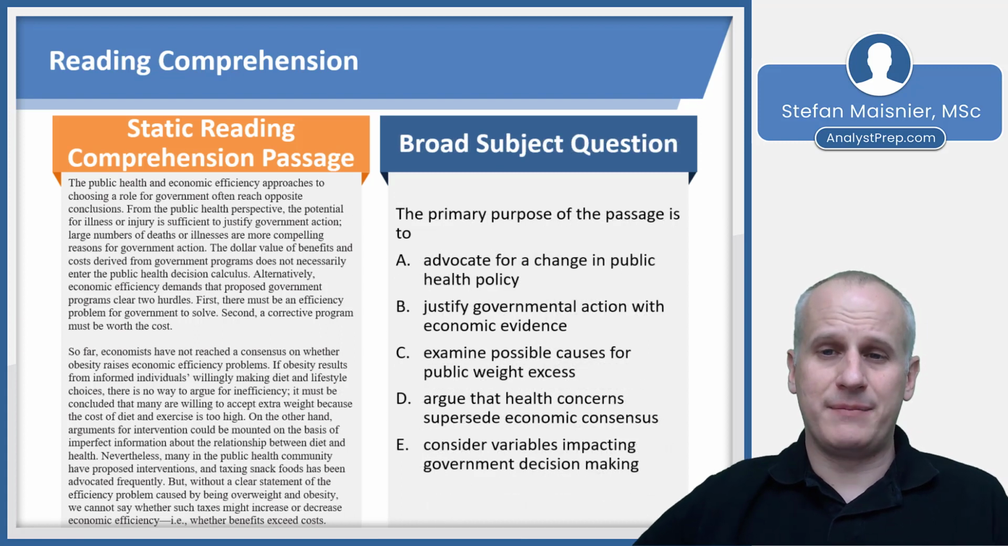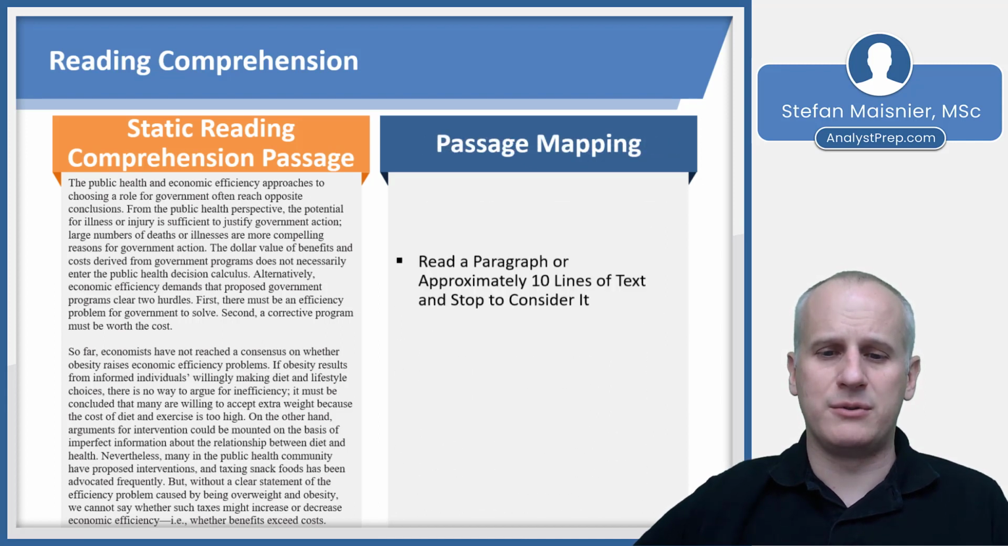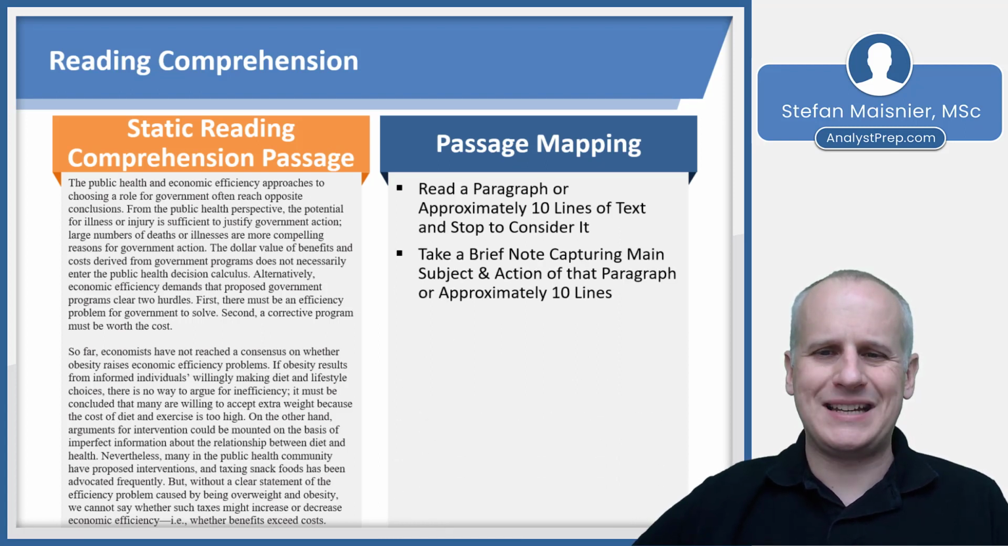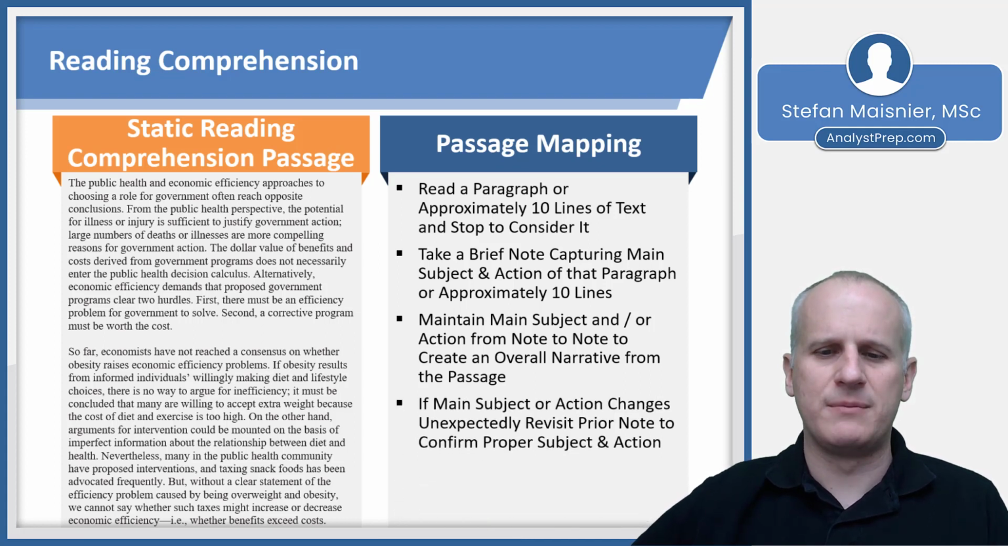So let's see a sample broad subject question. We've got the primary purpose of the passage is to. So we see primary purpose. So if this were our first question for this passage, we'd go ahead and move straight to the passage mapping. So how do we do that? Well, we're going to read a paragraph or approximately 10 lines of text and then stop to consider it. Then we're going to take a brief note capturing the main subject and action of that paragraph, or approximately 10 lines. We want to maintain the main subject or action from your bullet notes to create an overall narrative in your map from the passage.